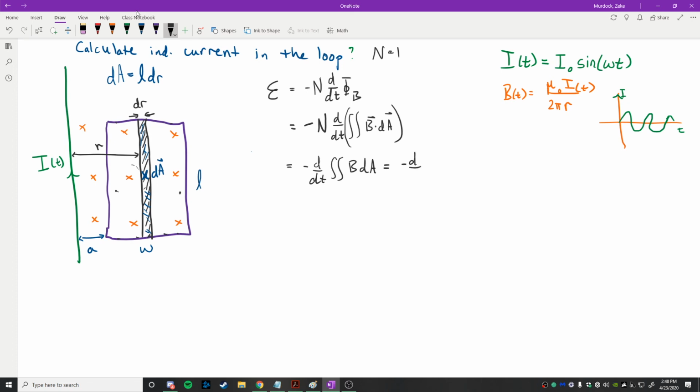So it's going to be negative d/dt of the integral of B. Well, there's B, but B has I in it too, right? So we're going to put them all together here. We're going to have mu naught multiplied by the initial current, I naught, times the sine of omega t, divided by 2 pi r. I think that's everything, right? But we need to multiply this by dA, so all of that's B, and then dA is this, right? L dr. So L and then dr.